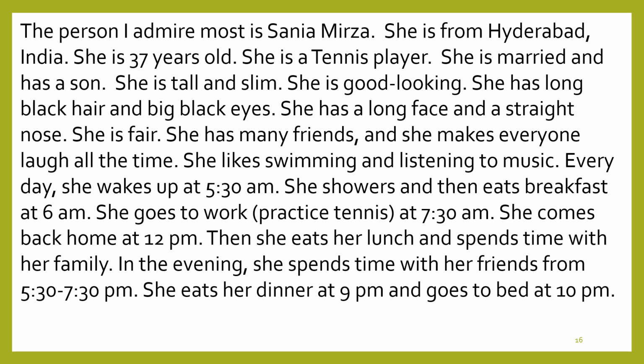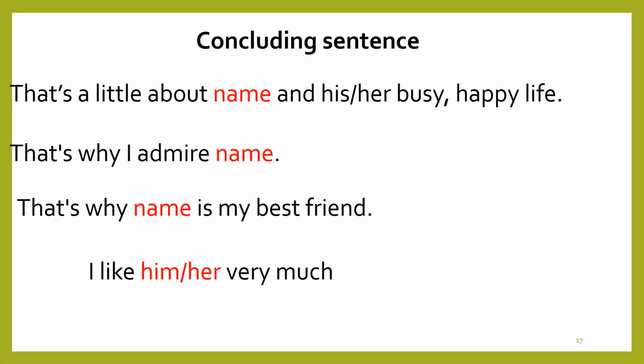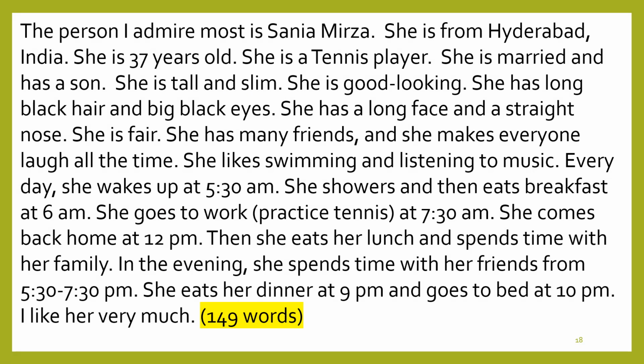So this is the whole paragraph with the topic sentence, with the general information, physical appearance, personality traits, hobbies, and daily routine. Now, what is missing here? Concluding sentences are missing here. I have given you examples of 4 concluding sentences. You can choose any one and write it there. So for this paragraph, let's write, I like her very much. Okay? And that will be your whole paragraph.